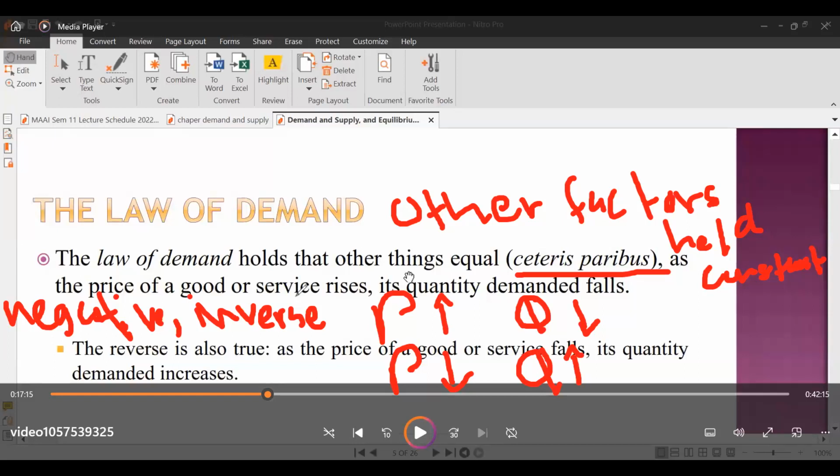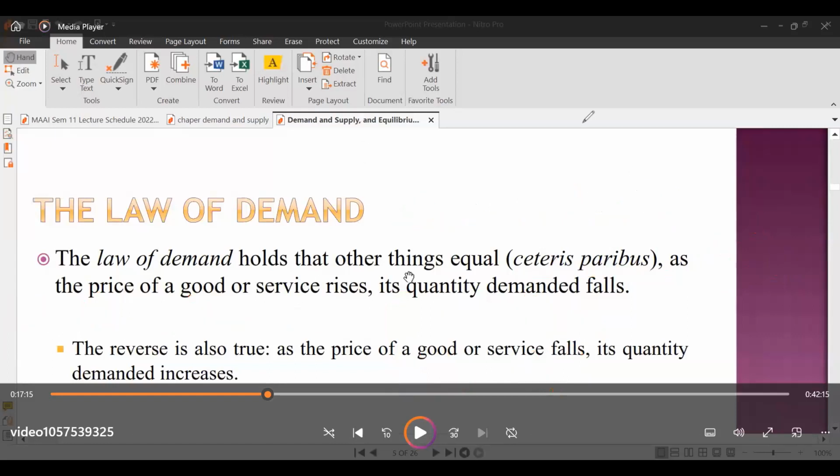Is that clear, Chinta? Yes, ma'am. If you have any doubts or need any clarification, please disturb me. Okay?